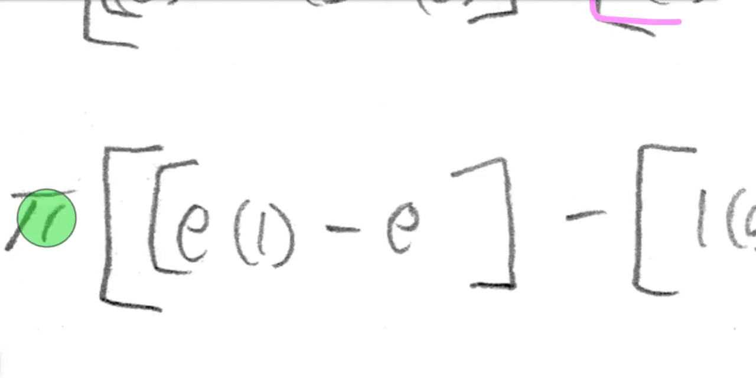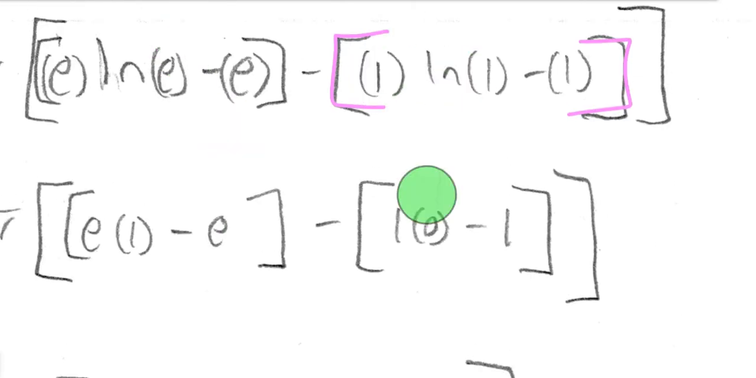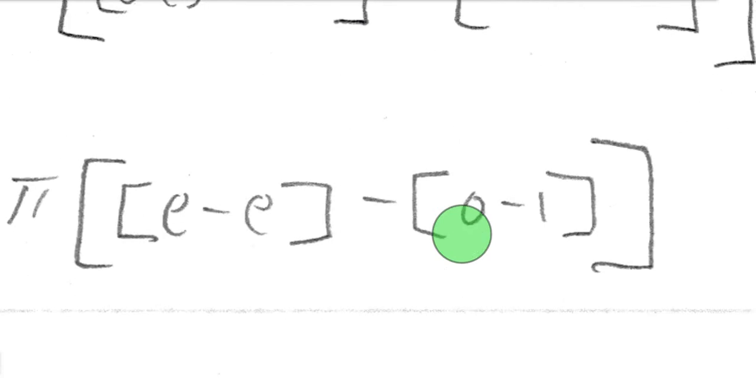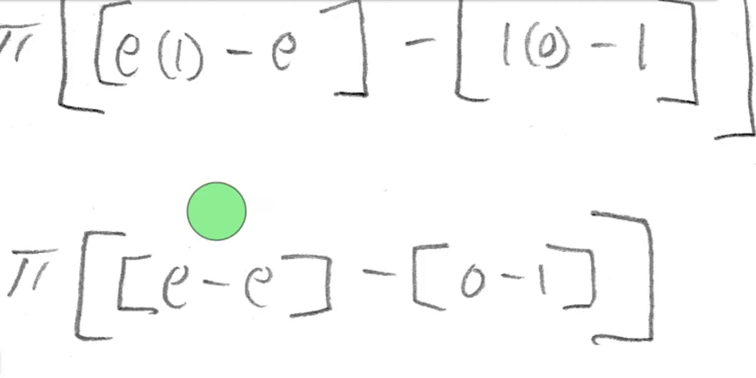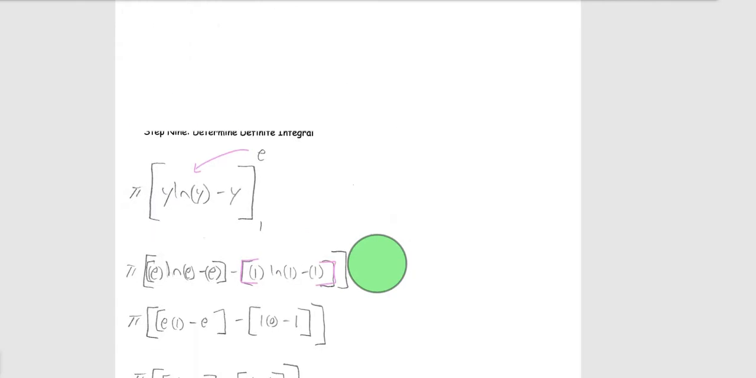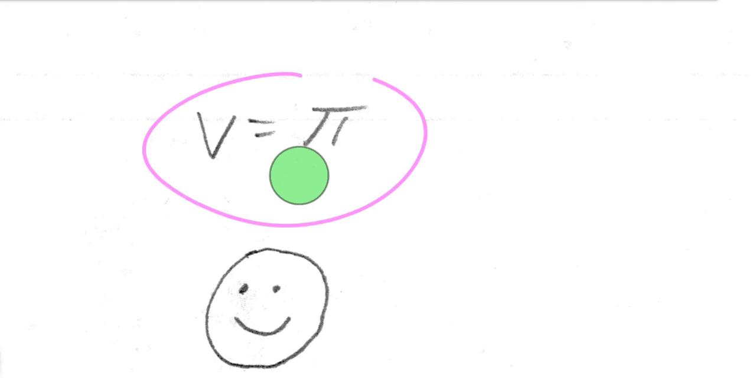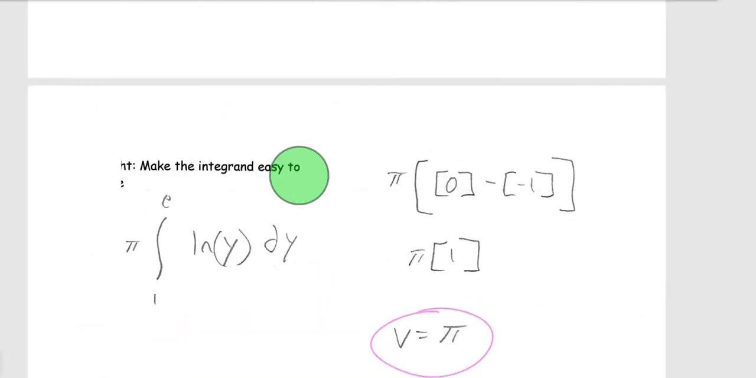So you get e minus e for your upper limit, and then minus. Now natural log of 1 is 0, so it's going to be 1 minus 1 on the inside of here. When you do e minus e for your upper, you get 0. And over here, you're going to get minus 0 minus 1. Let's do some simplification there. So it's going to be pi times 0 minus negative 1, which is going to be pi times 1, which is just going to be pi. So the volume of this bowl is actually just going to end up being pi.